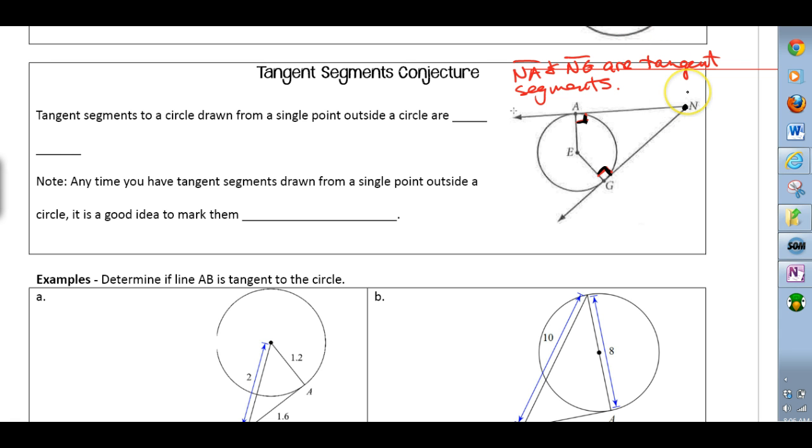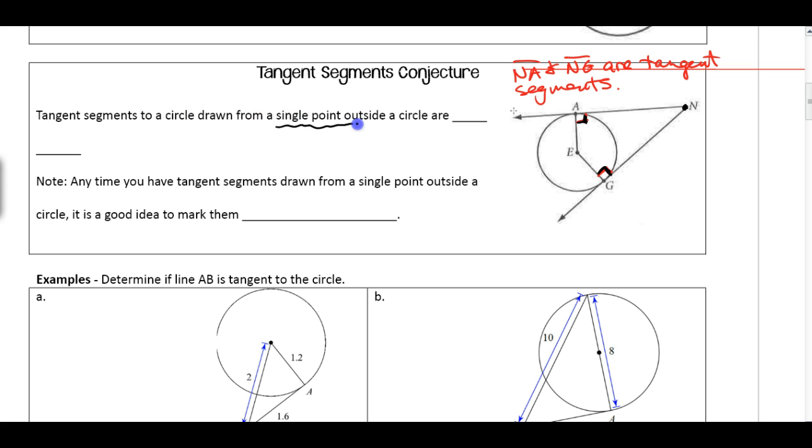So when we do this, tangent segments drawn to a circle from a single point outside a circle. So this single point outside the circle, this is point N. And then the tangent segments that we're talking about are segment NA and segment NG. So what ends up happening is that these two tangent segments become congruent. So now I've got that NA and NG are congruent.